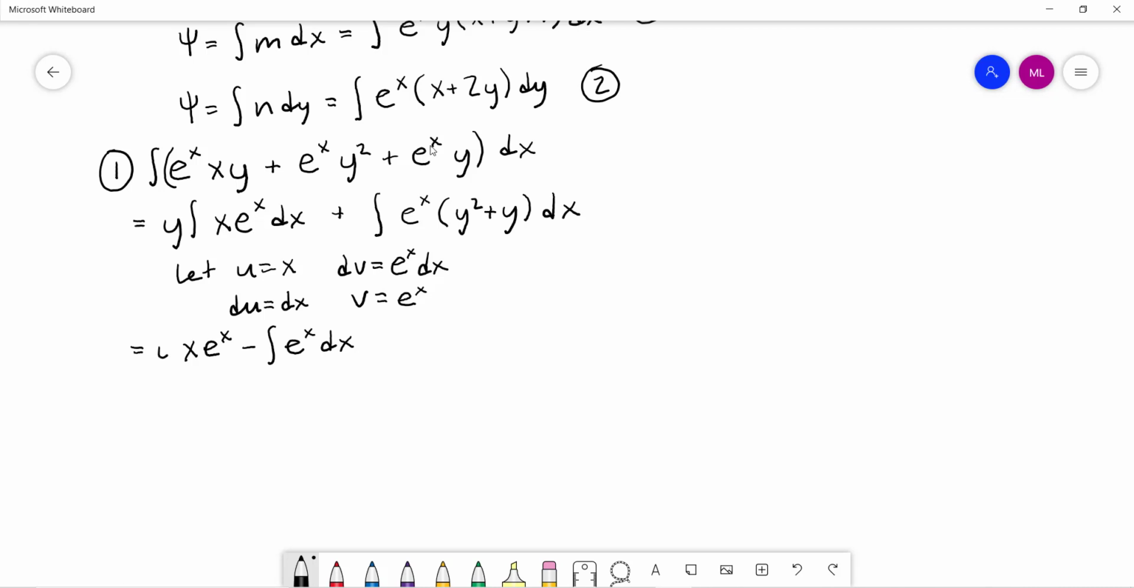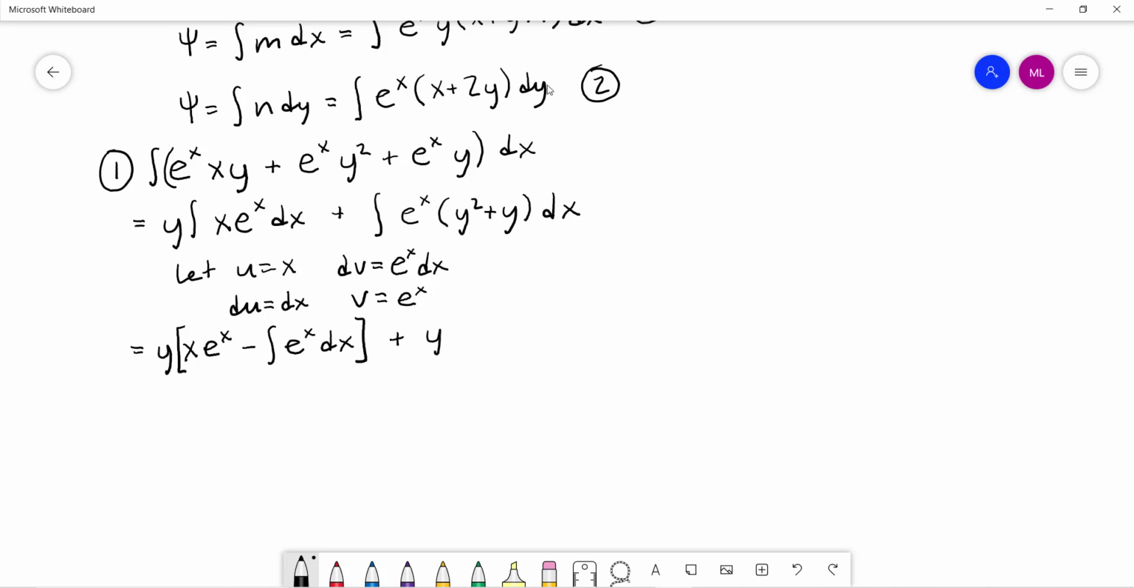And can't forget the big y that we had in front of everything. So there's the y to tack onto all of that. Okay, one part down. And let's do this portion of the integral, which is, again, going to be very straightforward. We really just need to worry about the integral of e to the x. What's the integral of e to the x? It's e to the x.